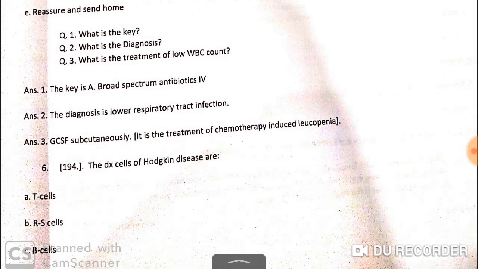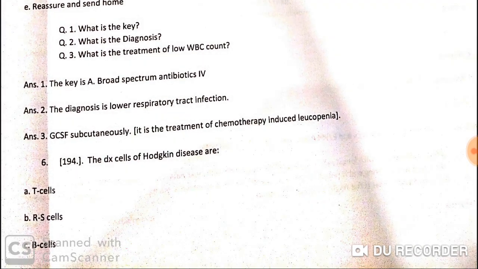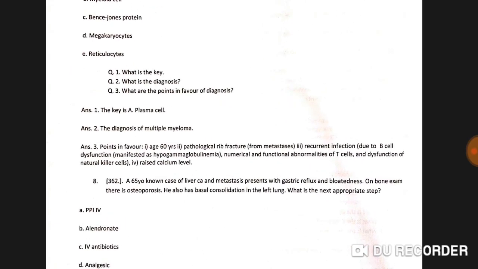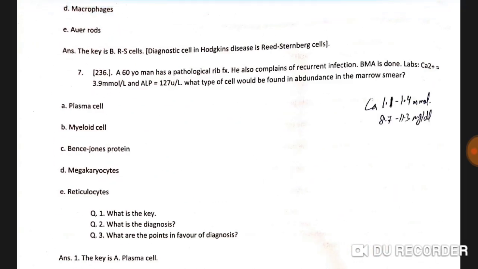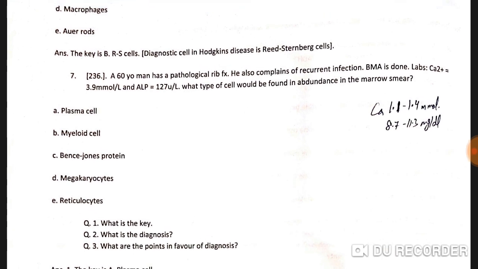Now, the diagnostic cells of Hodgkin's disease are Reed-Sternberg cells, RS cells. RS cells are the diagnostic cells in Hodgkin's disease.